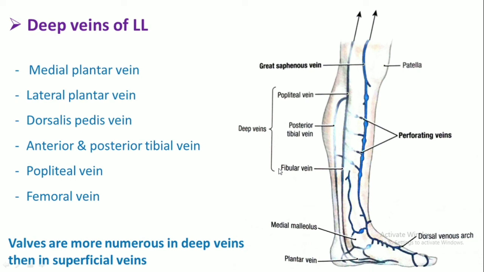So what happens through the superficial vein? Venous blood goes to the deep vein through the perforators. It follows the arteries, and valves are more numerous in the deep vein. There are so many valves present in the deep vein than in the superficial vein.